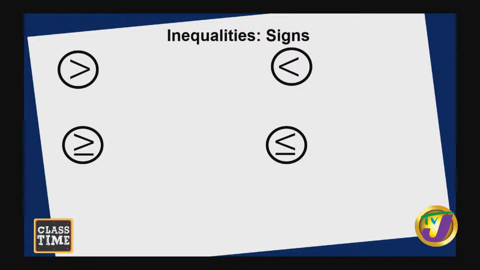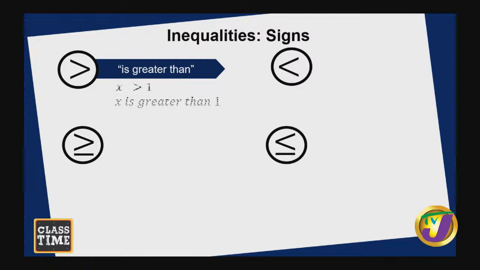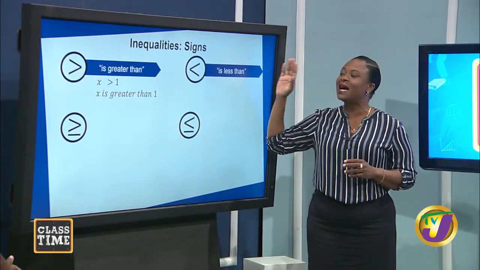The first one means is greater than. We can see that the opening points to the larger amount. The example is x is greater than 1, and it is read like that. If the first sign is greater than, then this sign is, of course, less than. Again, the opening of the sign is open to the side that has more.